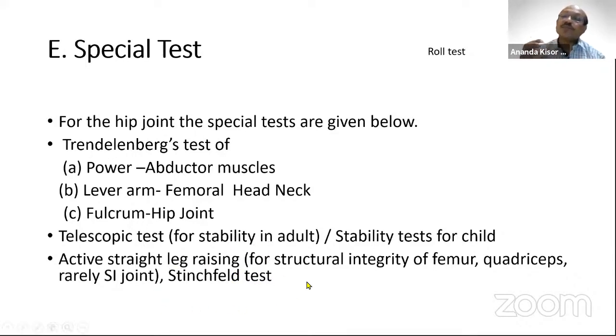It increases the loading force inside the hip joint. So if there's any disease of the hip joint, the patient will complain of severe pain and resistance. Active straight leg raising, with or without resistance, is another test. So the Trendelenburg test, the telescopic test, and these are the basic three tests that must be done for any hip joint case.